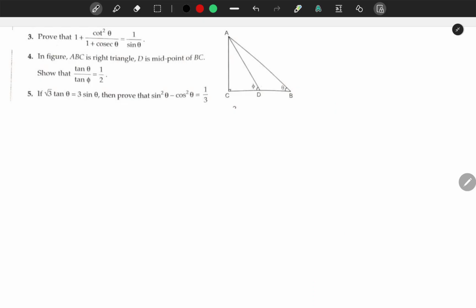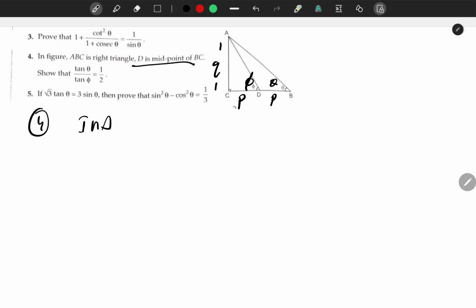So let us go for the fourth one. In this triangle, this is phi and this is theta. We need to show that tan theta by tan phi is equal to 1 by 2, where D is the midpoint. So here D is the midpoint. So let us take this CD as P and BD as P. Let us take this AC as Q.